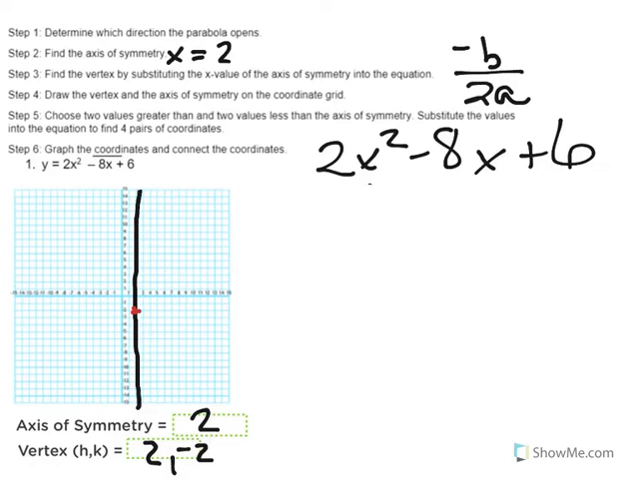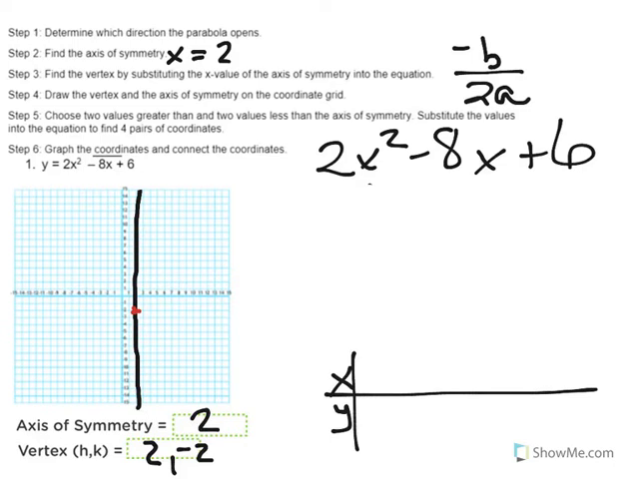Okay, so we've completed step 1, step 2, and step 3, and I've now completed step 4 as well. I've drawn my vertex and the axis of symmetry on the coordinate grid. So step 5 is going to have me choose 2 values greater and 2 values less than the axis of symmetry. So I'm going to write a table, but I'm going to do it towards the bottom. I'm going to do it horizontal this time.